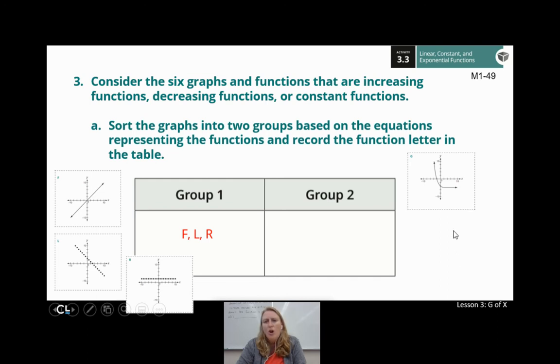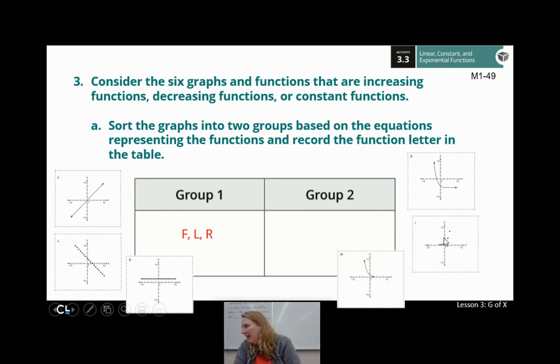For group 2, these were all the ones with the x as an exponent, right? With a little raised up x. So G, I think it's I, or is that J? I can't tell. I'm getting old. My eyes aren't working so good anymore. And M. So G, I, and M. These are all curvy guys. And they also all had a little x in the exponent.